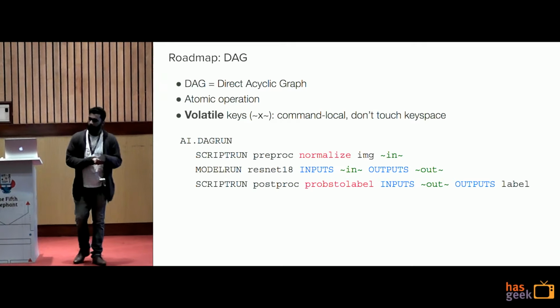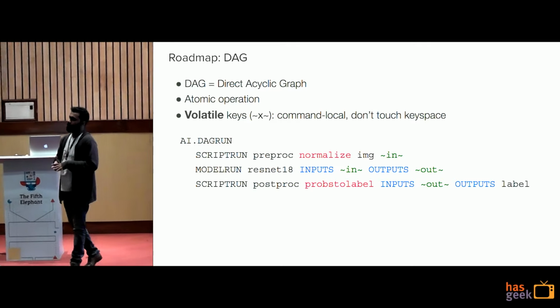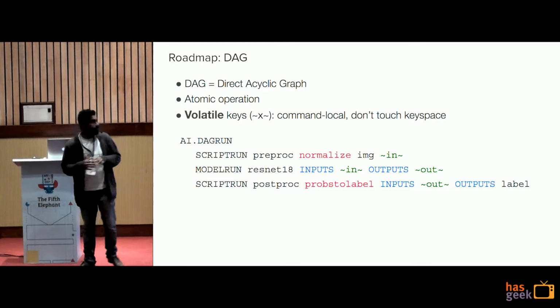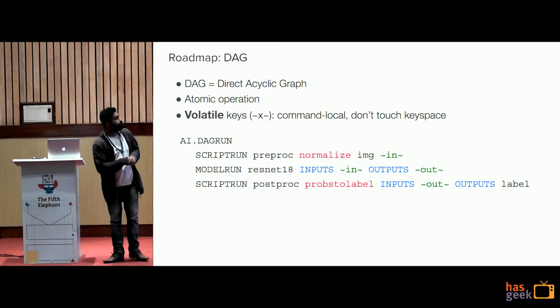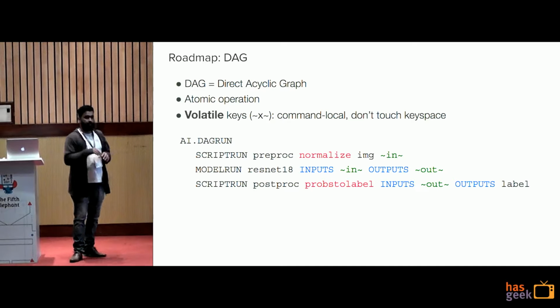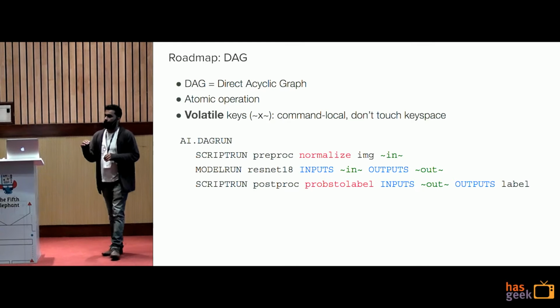There are a bunch of companies that we know using it in production, and a couple of things that are upcoming. One is DAG. DAG is a directed acyclic graph. So you probably have assumed.